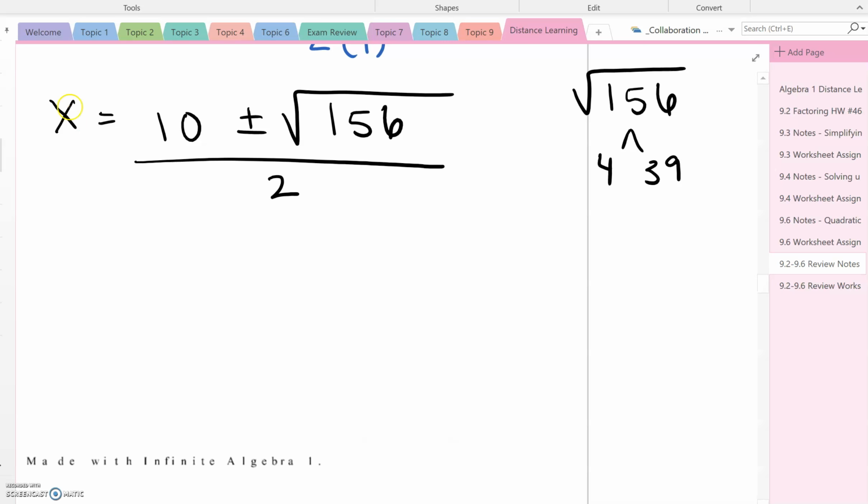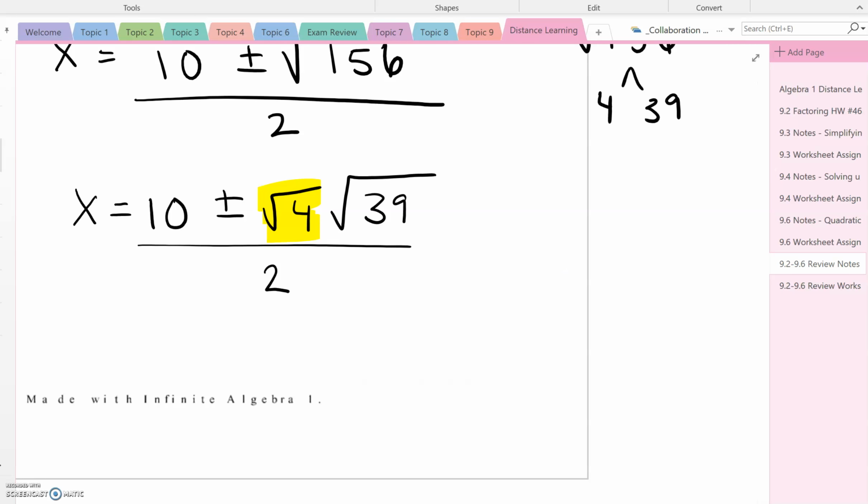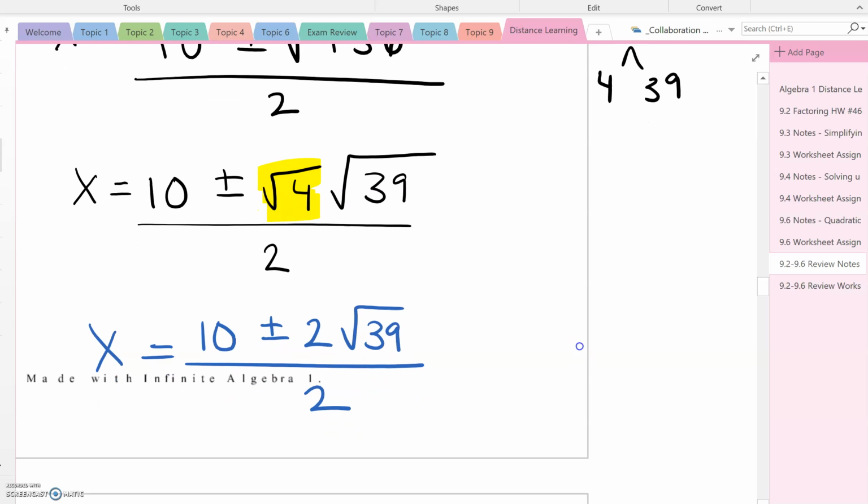So we're going to rewrite our answer here as x equals 10 plus or minus, instead of the square root of 156, we're going to write the square root of 4 times the square root of 39. And it's all over 2. But what is the square root of 4? The square root of 4 is just 2. So we have x equals 10 plus or minus 2 square root of 39 all over 2.